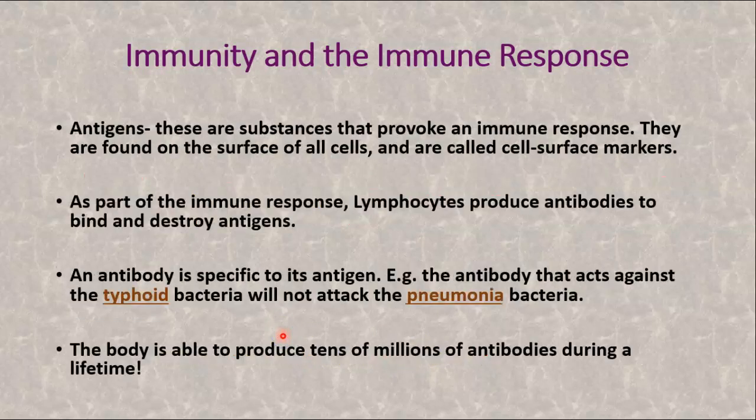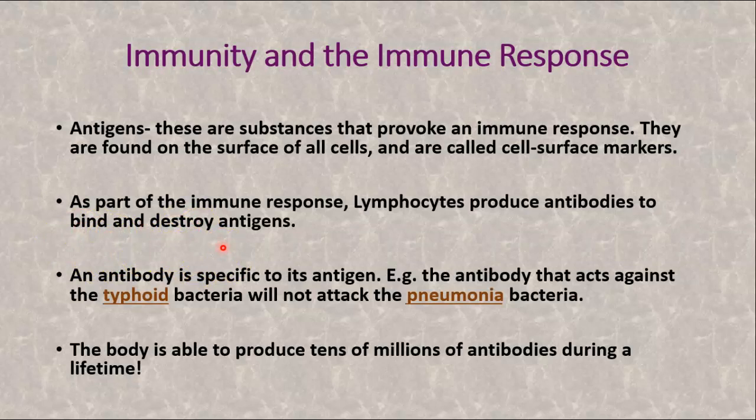Now, let's continue to look at immunity and the immune response. First of all, we have antigens. Antigens are cell surface markers because they are found on the surfaces of cells, and they are able to provoke an immune response. Once the antigens are identified, the lymphocytes come in and produce antibodies that bind to the antigens and destroy them.